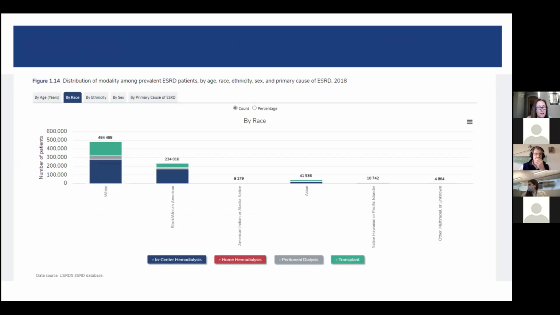This is another slide showing some health disparities. We have so much work to do to improve in this area. Access to transplant in Black patients is so much lower than it should be. This is another place where we can start being advocates for our patients and having that conversation at the bedside.